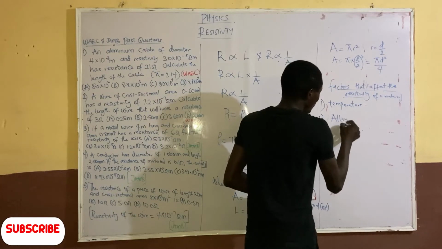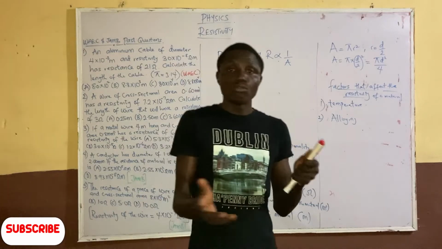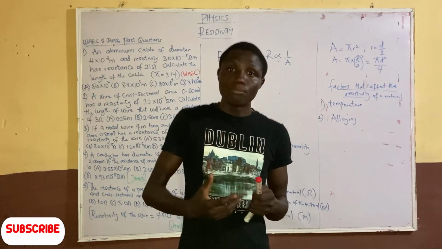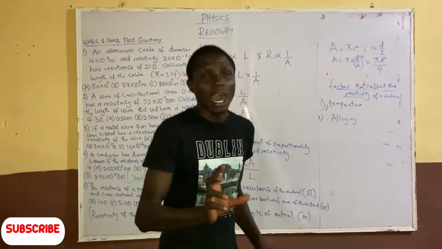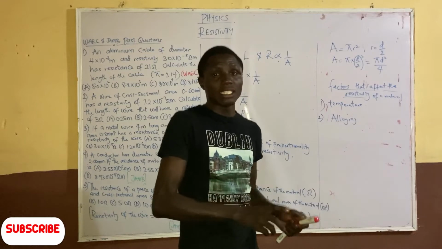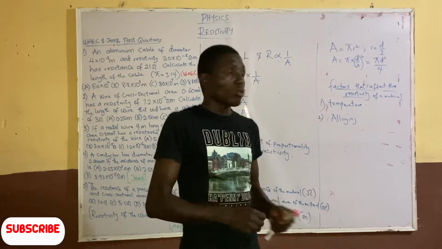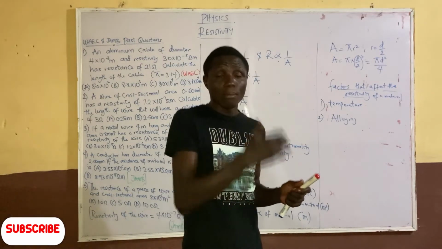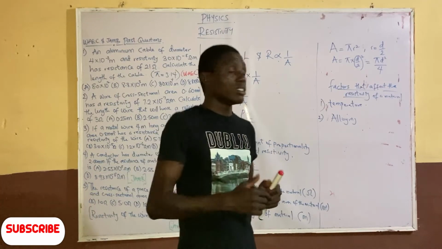Alloying is just a mixture of two or more metals to improve properties. But when you introduce some metals into some materials, it causes the resistivity to increase. So introducing other metals into a material might cause that material to have an increase in resistivity.